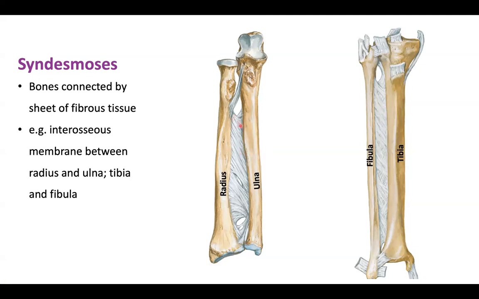As you see here, the fibrous tissue in the syndesmosis joint is relatively long, so it allows slight movement. It's not freely movable, but it allows slight movement, so they are slightly movable.